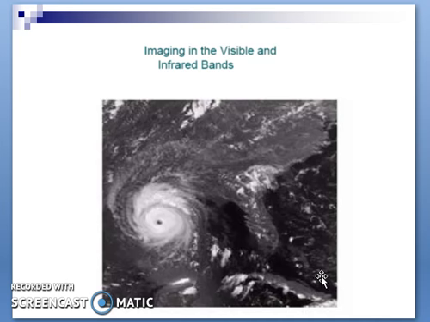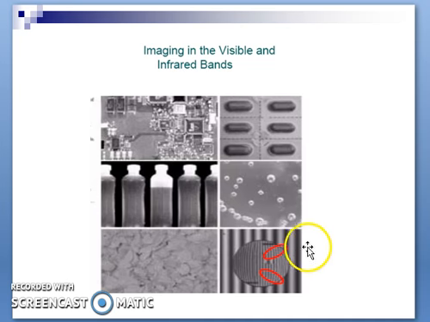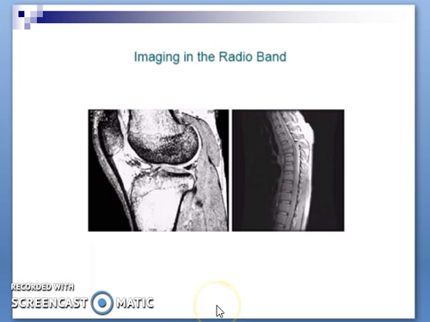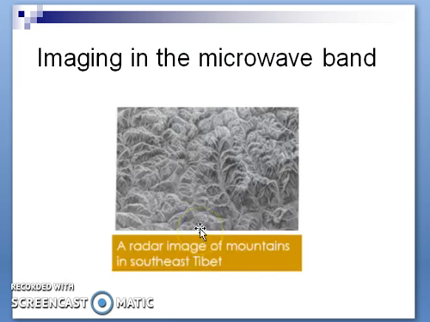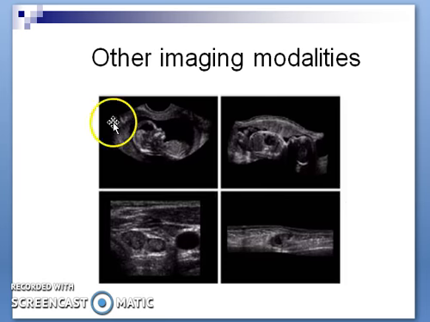Imaging in the visible and infrared bands. This is one typical example of infrared band based imaging. In other examples, we can see medicinal and industrial uses. In the radio band, it is used for spine and bone analysis. Imaging in the microwave band, it's an example of a radar image of the mountains in southeast Tibet. Other modalities, we can see ultrasound based for fetal analysis. We can visualize.